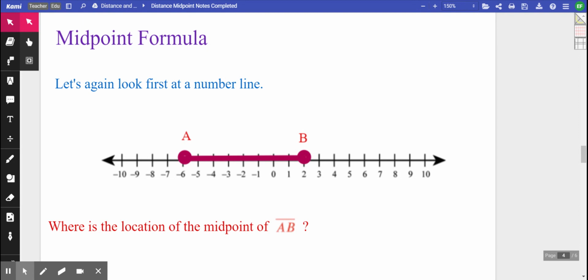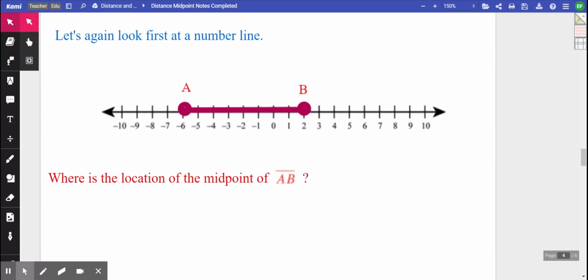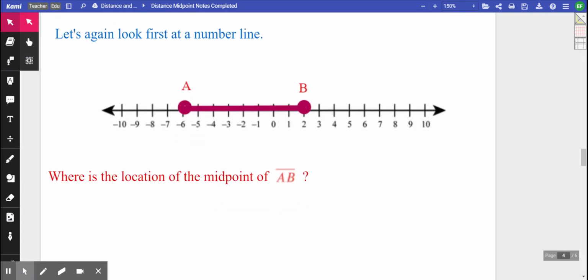So we're going to again start this video by looking at a number line, where we have a segment AB. A is at -6, B is located at 2. But instead of, as in part 1, finding the length of that segment AB, I'm now asking you to figure out the location of the midpoint. If I was to draw a point in the middle of this segment, exactly where would that point be?